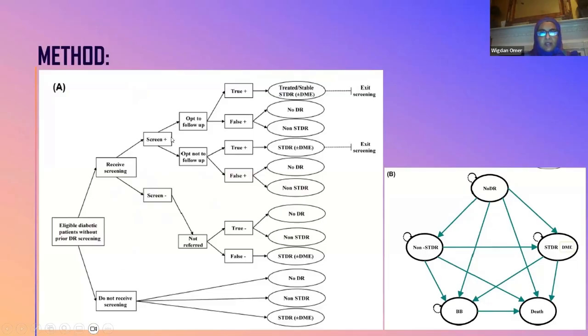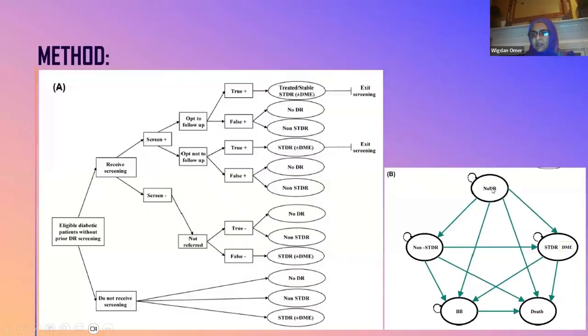If they are true positives, then they're referred to subspecialties for follow-up. Any follow-up is a subspecialty. The follow-up then confirms. If true, then he exits the screening because this is a confirmed diagnosis. If it's a false positive, then he goes back to screening. The same goes here. And then the exits are basically for ungradable, referred, or those who die.